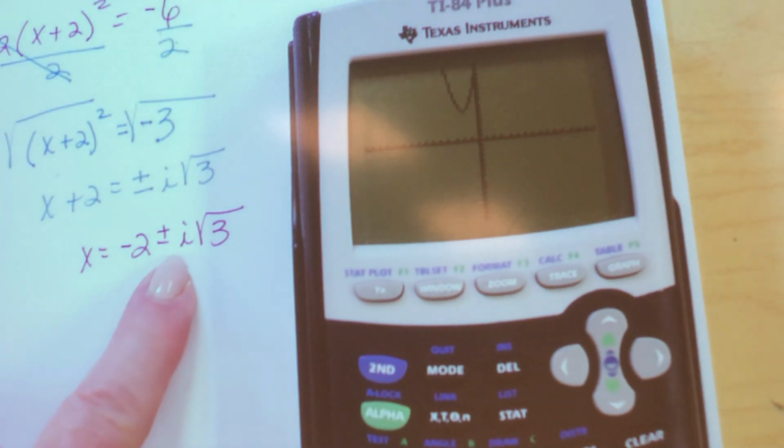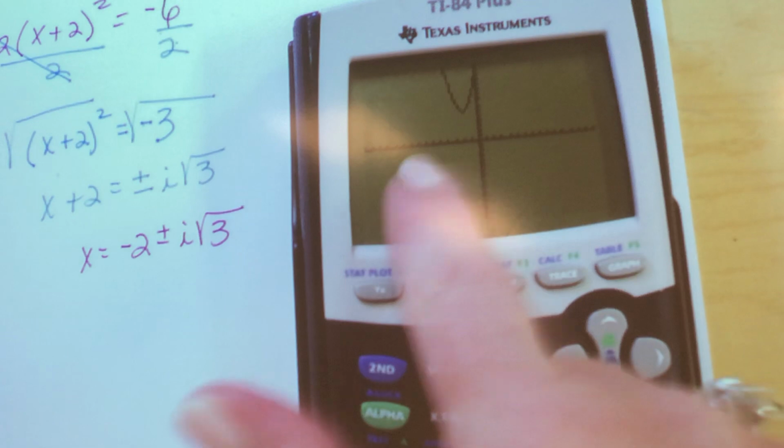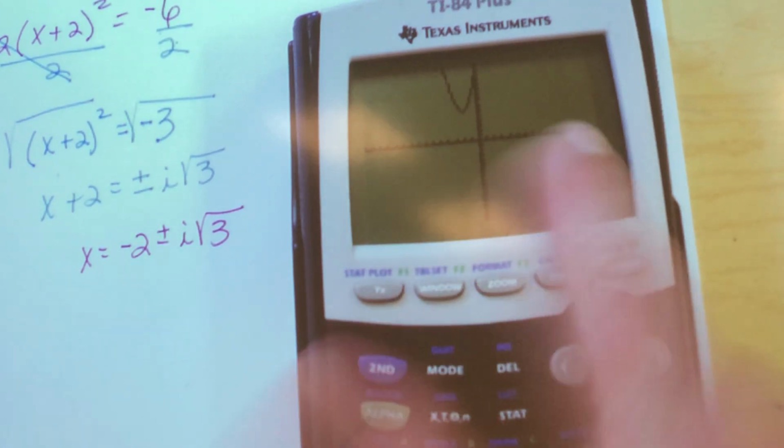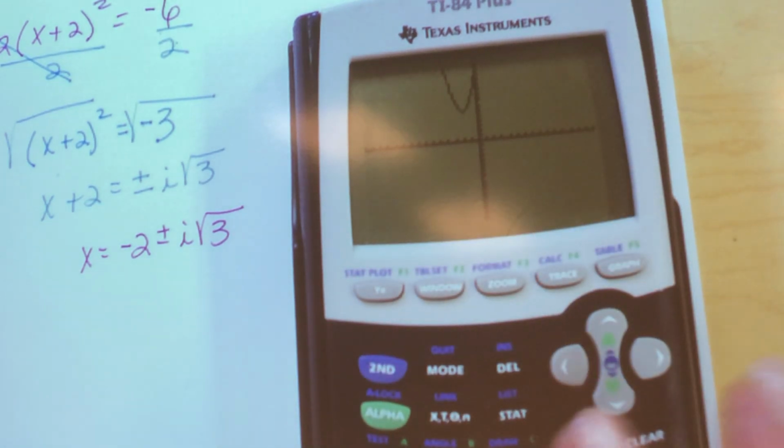But if you have imaginary solutions, they're not located on the x-axis. These are all real numbers. Okay? That's pretty cool. All right.